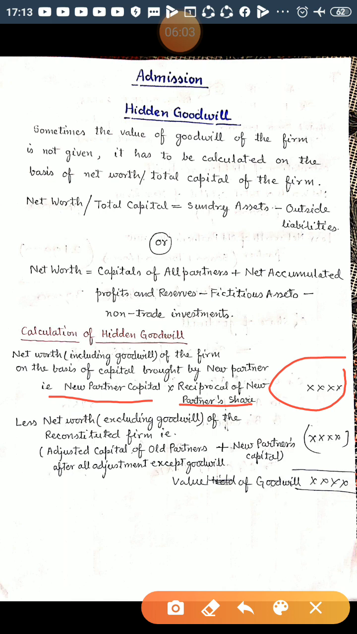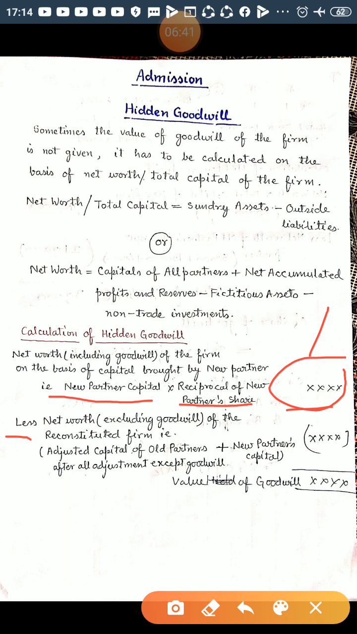Now from this amount you will deduct the net worth calculated on the basis of the adjusted capital of the old partners plus the new partner's capital. So first you calculate the total capital of the firm on the basis of the capital brought in by the new partner. You get this amount, and from this amount you deduct the total capital or net worth which is based on the adjusted capital of the old partners.